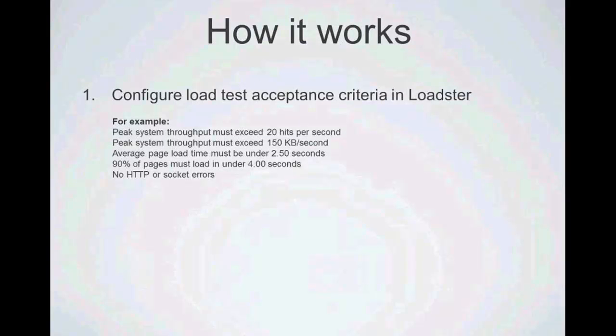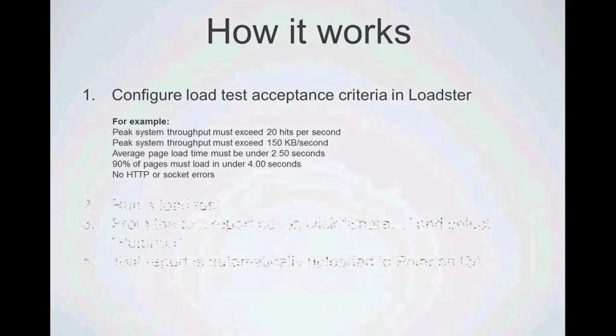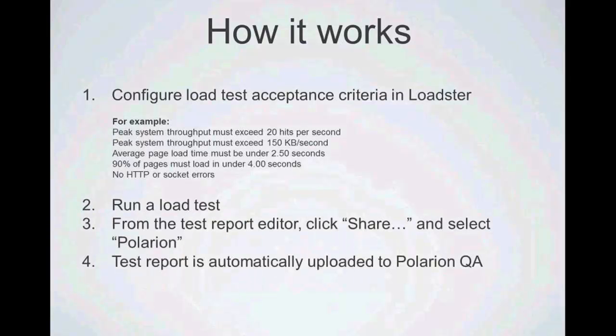Number one, you configure your acceptance criteria, and then here's some more examples of what those might be. I know we had a question earlier about some examples. So it could be stuff like this, and you can specify about as many as you want for each load test. Then the next thing, you would just run the load test in Loadster, and then from your test report editor, instead of exporting the HTML report, you'll be able to share and then select Polarian as the destination. It'll automatically upload it into Polarian QA for you, so it's all in one place.